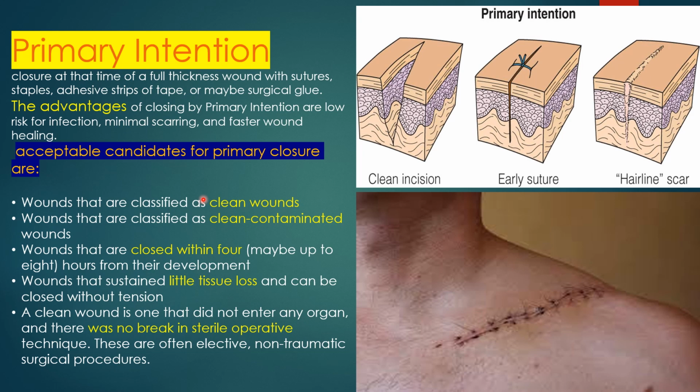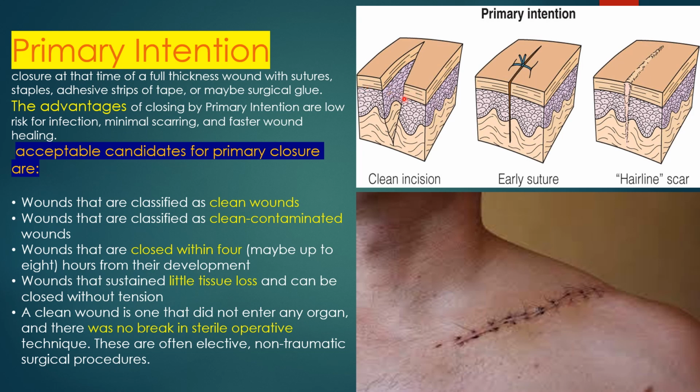Then the indications for primary intention. What are the indications? Clean wounds, clean contaminated wounds and acute wounds, with little tissue loss. The edges will be very close, then only we can cover it with primary intention. If the edges are lost, we have to wait for granulation. If we are waiting for granulation, which is secondary intention, the edges will be very close.